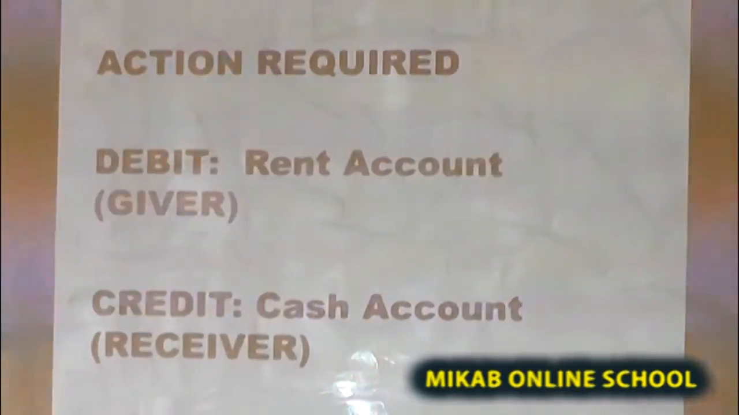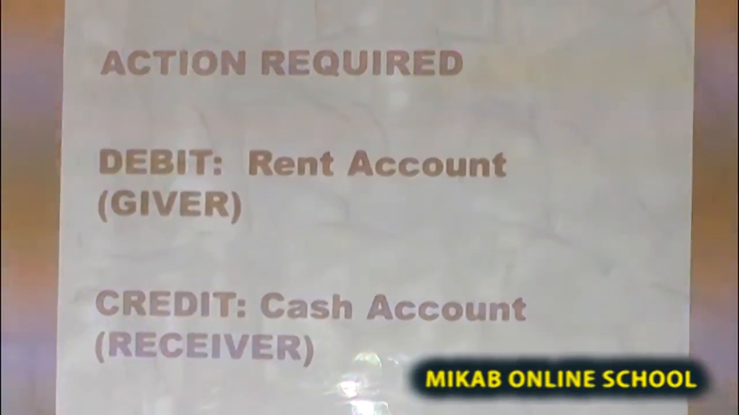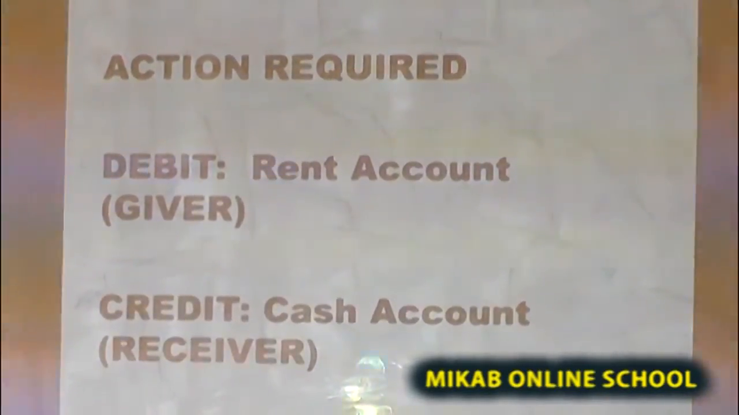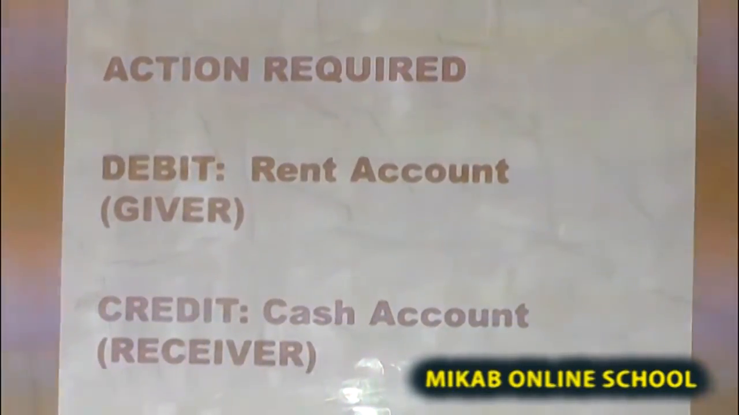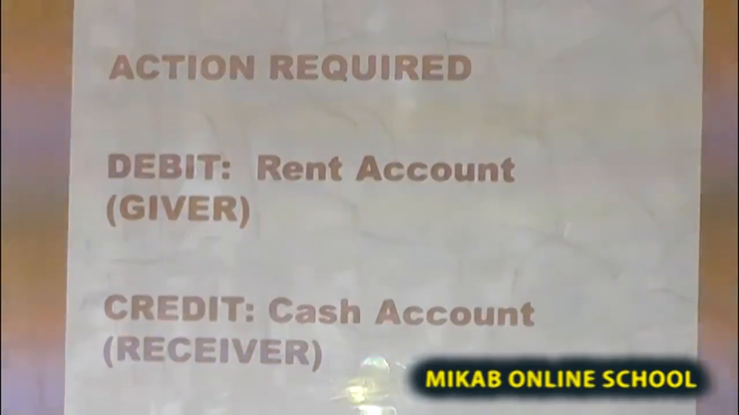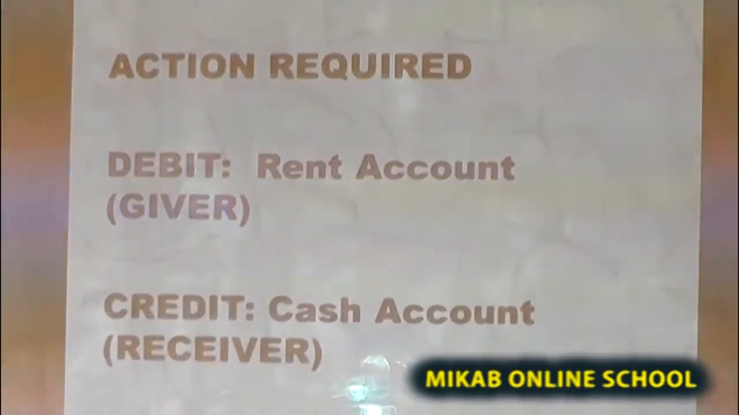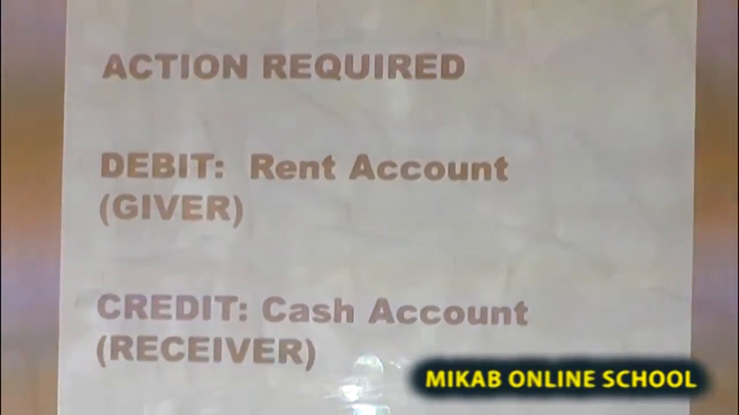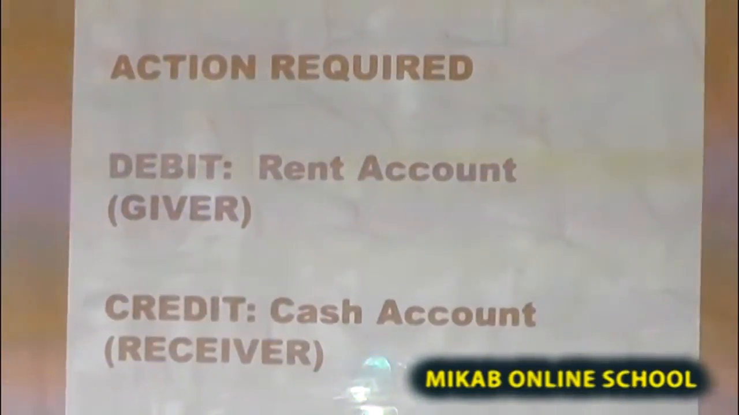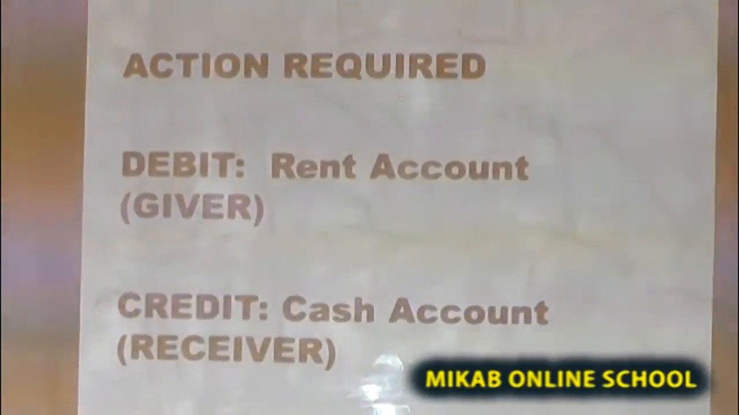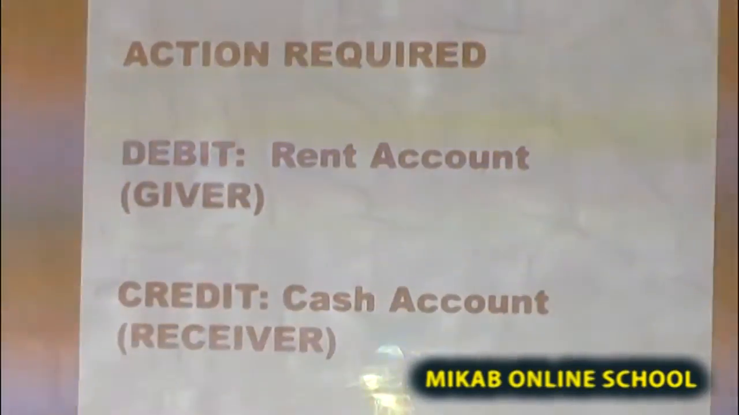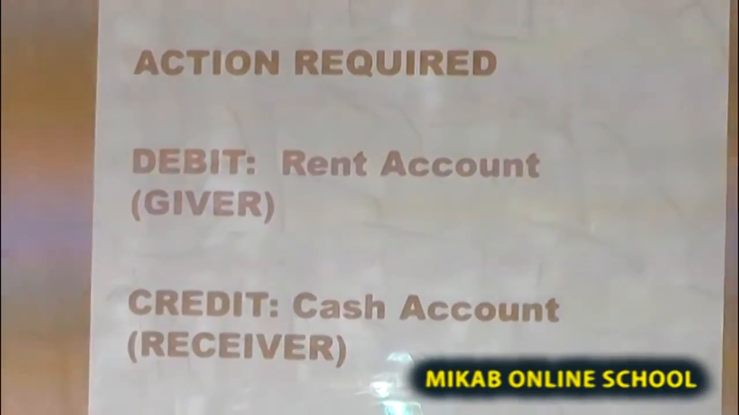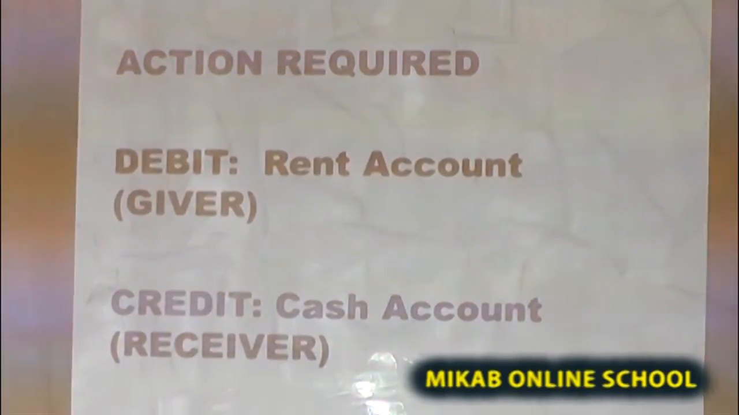Now, what action is required? We are going to debit rent account, which is the giver, and we credit cash account, which is the receiver. So all that we have discussed has summarized to us the double entry principle.